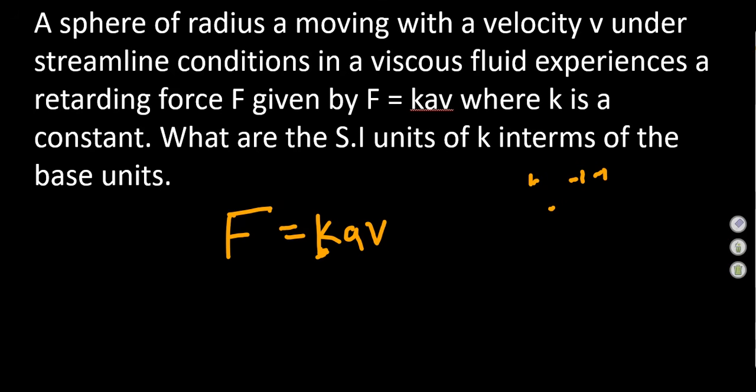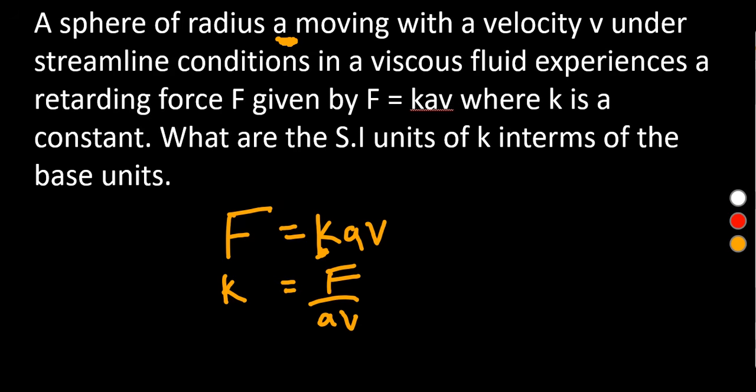So what we do quickly now is we make K the subject of the formula. We are told here that K is a constant. So I will say F upon AV. This A is not acceleration, do not mistake it. This is radius, while v is velocity.